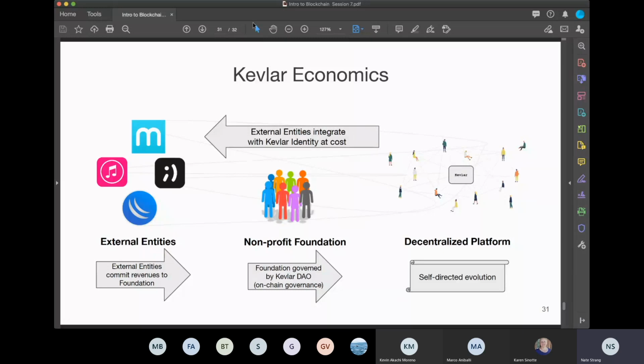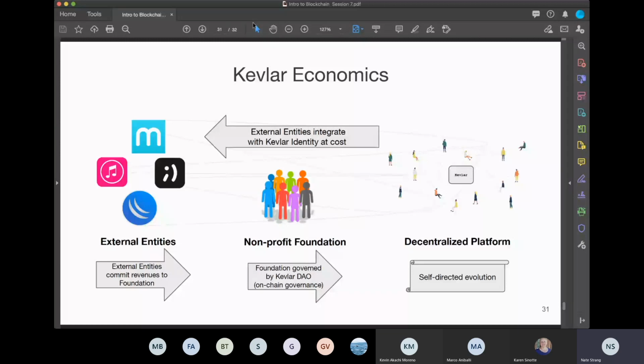So this is a pretty novel concept for a business structure. It's one that's only been conceptualized since blockchain came around. But Kevlar provides a really good opportunity for this type of business structure to happen, and that's the structure that Kevlar is going to follow.